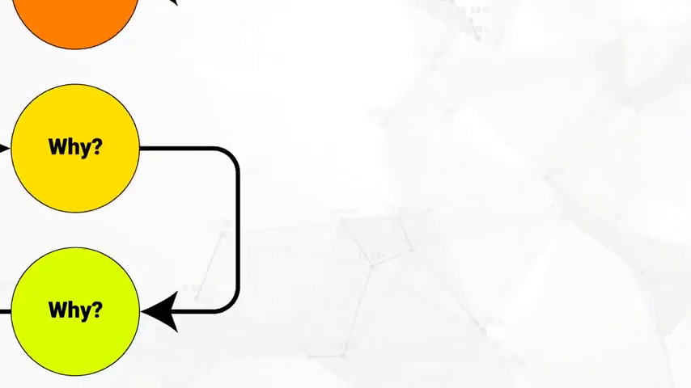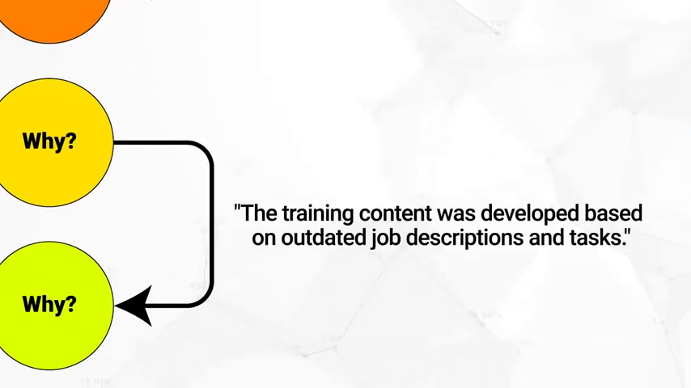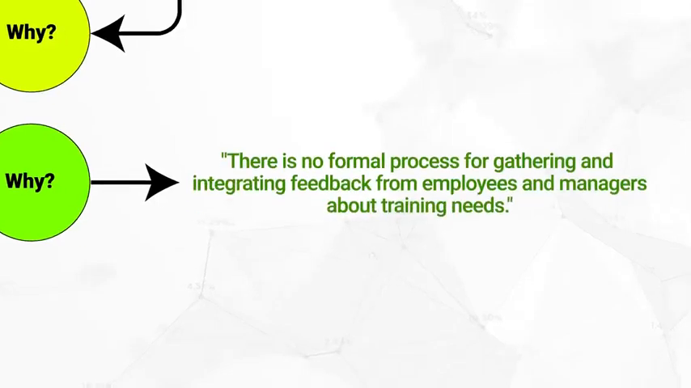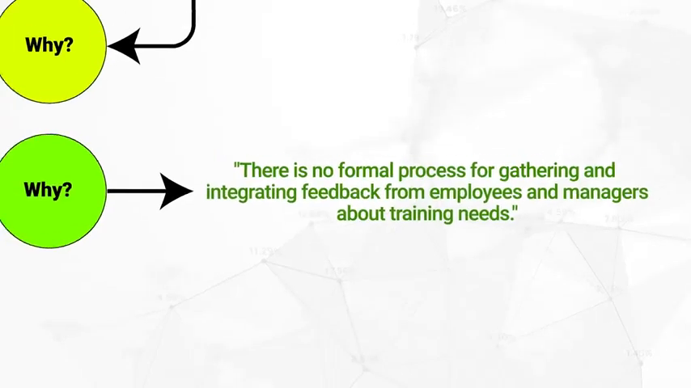Third why: the training content was developed based on outdated job descriptions and tasks. Fourth why: there was a lack of coordination between the L&D department and the departments that use the training. And finally, the fifth why, the answer: there is no formal process of gathering and integrating feedback from employees and managers about the training needs.